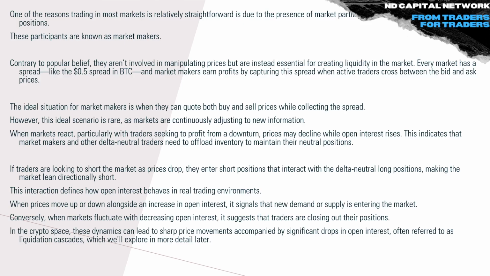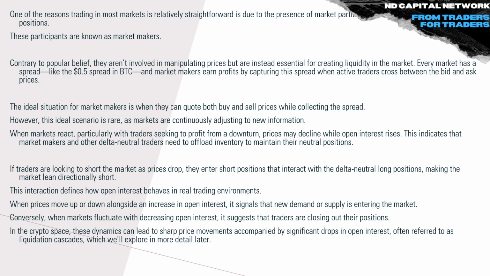If traders are looking to short the market as prices drop, they enter short positions. And this is interacting with the delta neutral long positions, making the market lean directionally short. This interaction defines how open interest behaves in real trading environments. So when price moves up or down alongside an increase in open interest, it signals that new demand and supply is entering the market. Conversely, when markets fluctuate with a decrease in open interest, it suggests that traders are just closing positions, right?